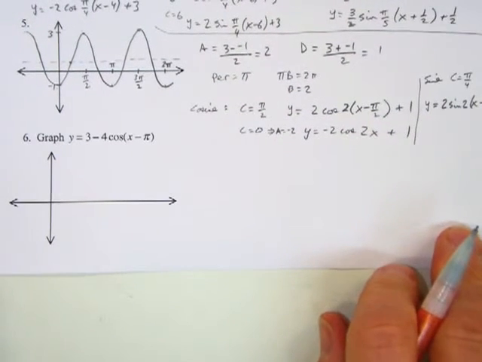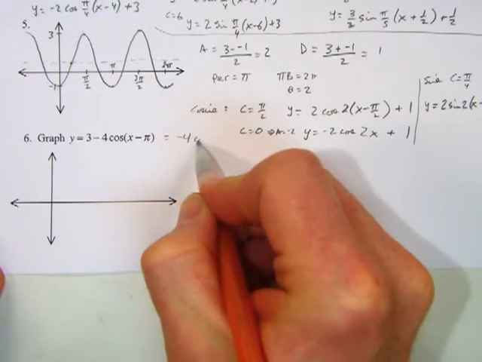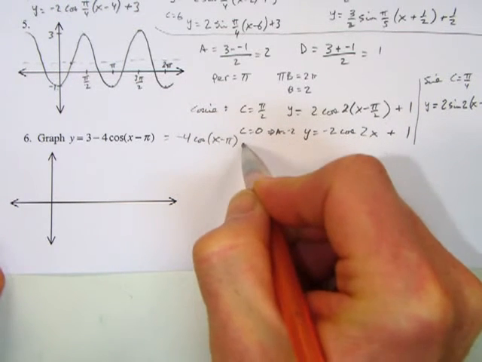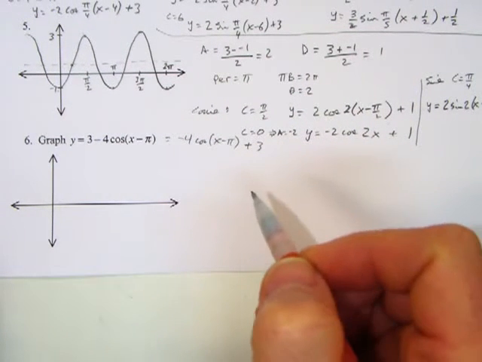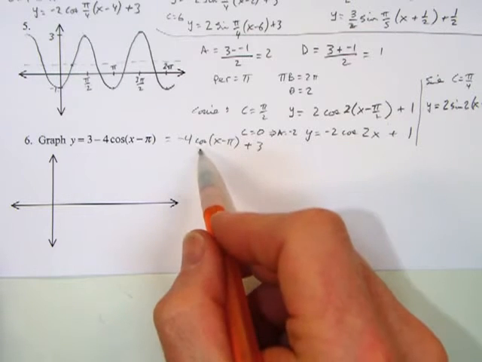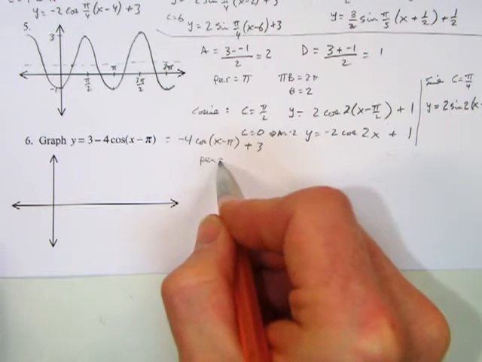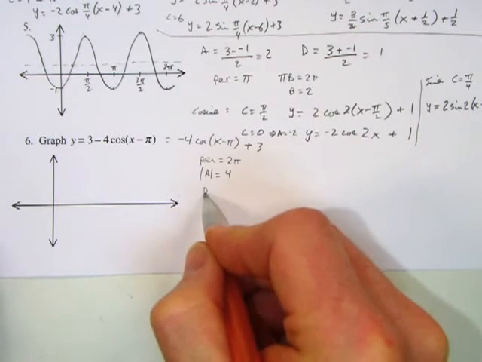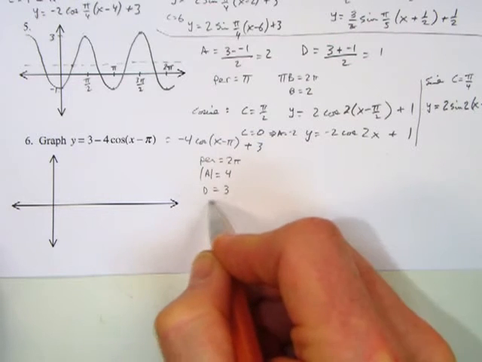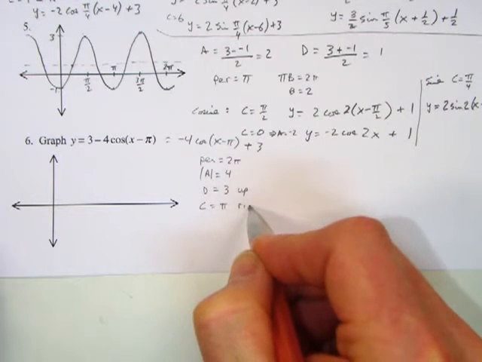Now let's take a look at this graph. Now I like to change this around and say negative 4 cosine of x minus pi, and then take that and add 3. So what is this telling me? I like to do these in stages as well. Let's deal with the multiplication first, but there's no coefficient here on the x, so that means our period is 2 pi. Our amplitude is 4. Our vertical shift is 3, so this is going to be 3 up. And our c is pi, which is going to be pi right.